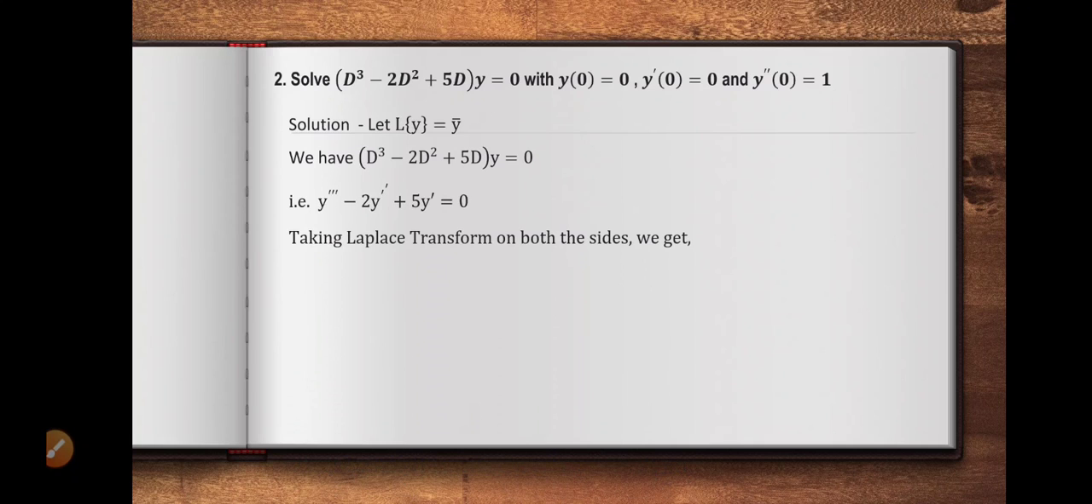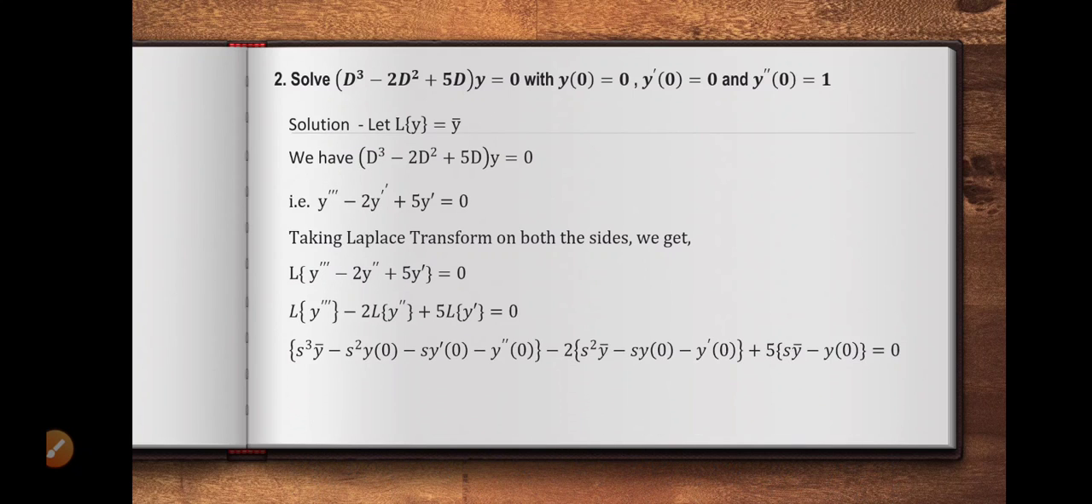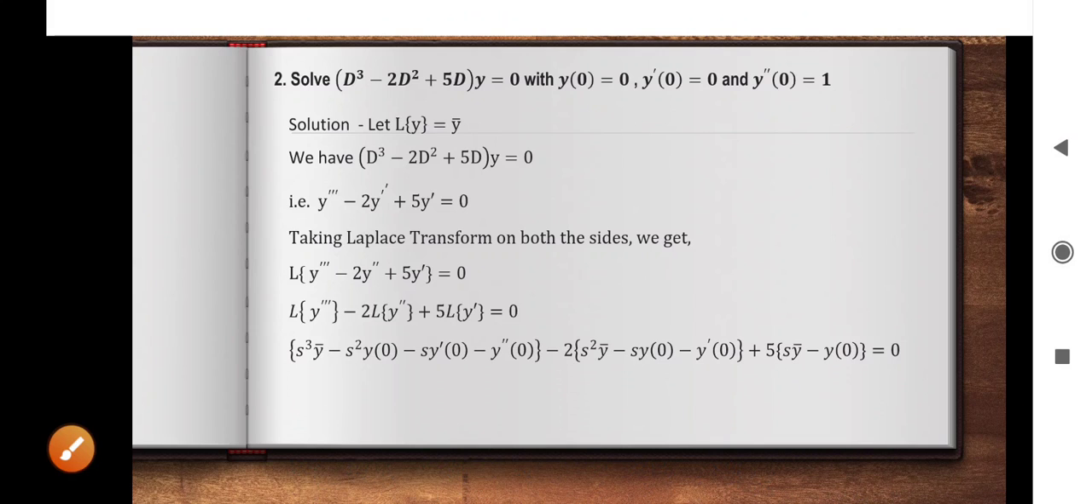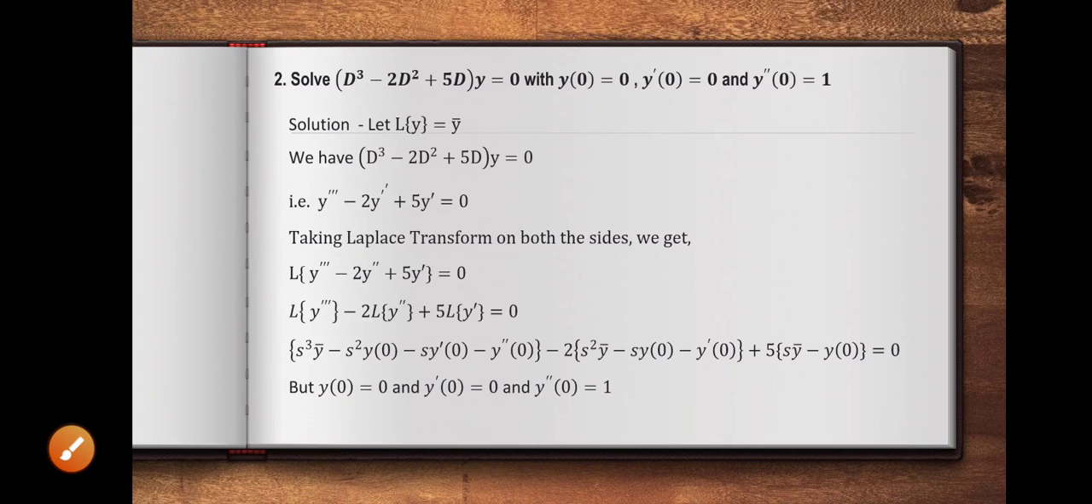Now you have to take LT on both the sides. Since here RHS is 0, the result will be 0 only. Now the linearity property of Laplace transform will give you this step. Apply Laplace transform of first order, second order and third order derivative results. Then put the values of y of 0, y dash of 0 and y double dash of 0 as given in the example. You will get the simplified function containing y bar.